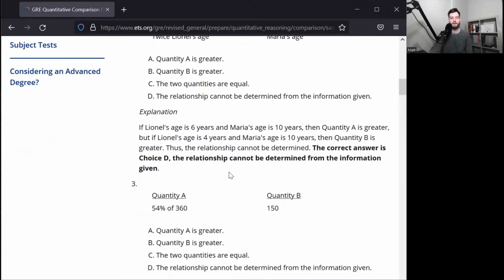All right, let's try this next one. Quantity A is 54% of 360, and quantity B is 150. What would you do here?